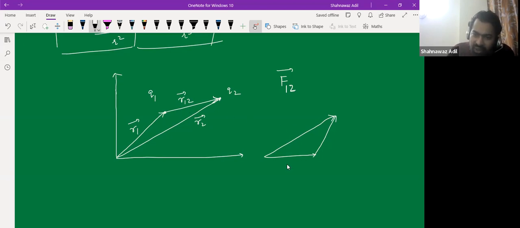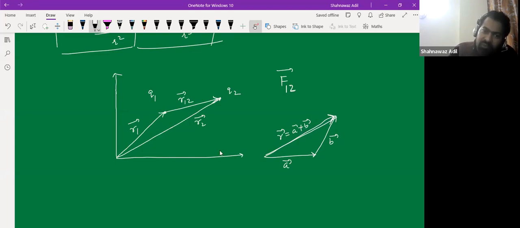So let's say this is vector A, this is vector B, then what is this vector? From the triangle law, A plus B. So this is the resultant vector A plus B. We have to put the head of one vector onto the tail of the other vector, and then connect the tail of one vector to the head of the other vector. That will be the resultant vector, A plus B.